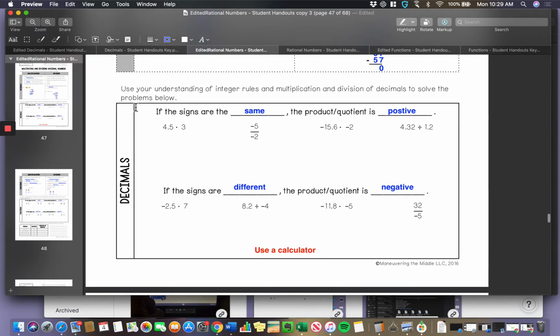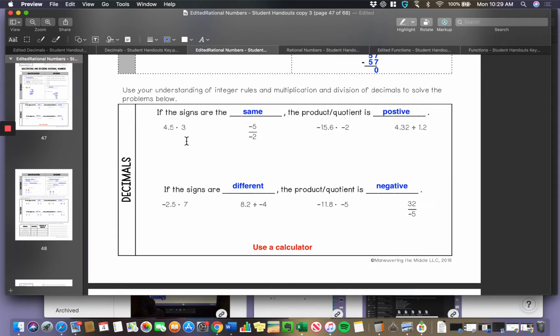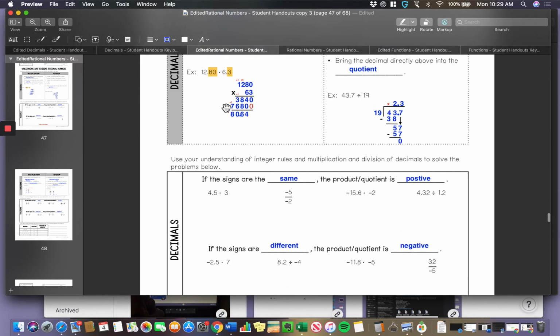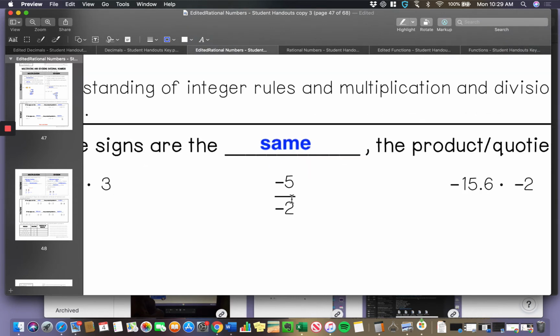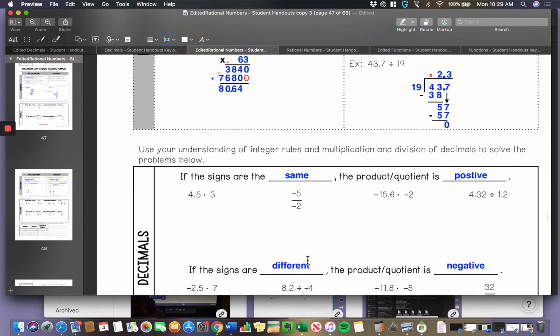It says down below for decimals, use your understanding of integer rules and multiplication and division of decimals to solve the problems below. So I did a multiplication example up here for you, so you should be able to do this. And also remember that this line right here, this is division. So this is -5 divided by -2. So the rules still apply.